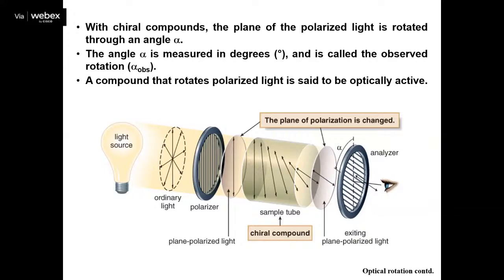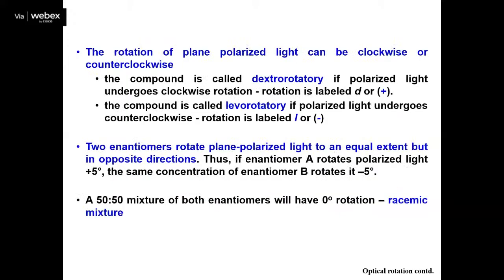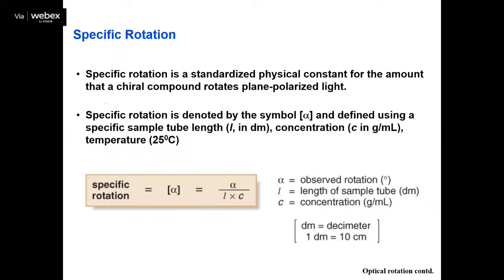A compound that rotates polarized light is said to be optically active. Sandalwood oil is optically active because it gives rotation in the polarimeter. The rotation of the plane polarized light can be clockwise or counterclockwise. If it is clockwise, it is dextrorotatory, and if it is anticlockwise, it is levorotatory. If we mix the enantiomers to an equal extent but in opposite directions, 50-50, there will be no rotation. That is known as a racemic mixture in chemistry.